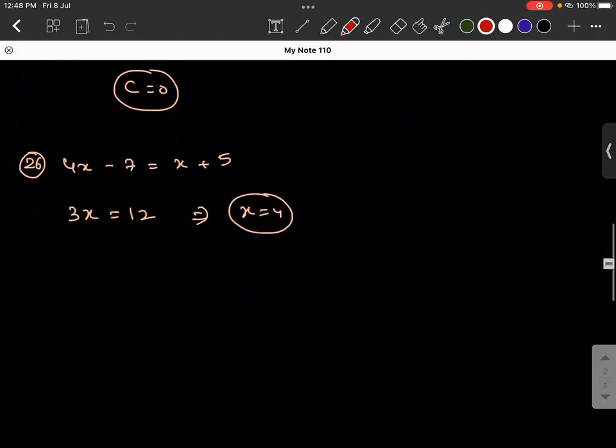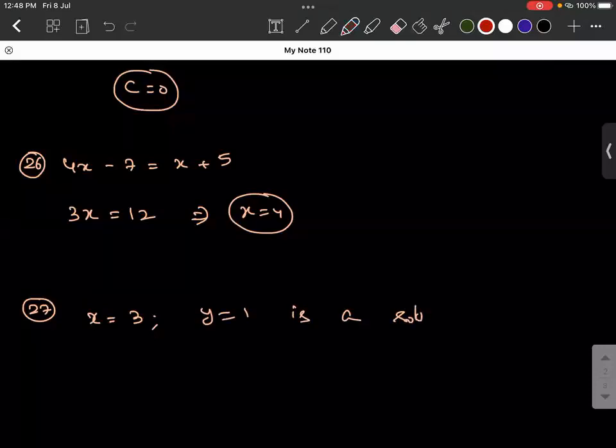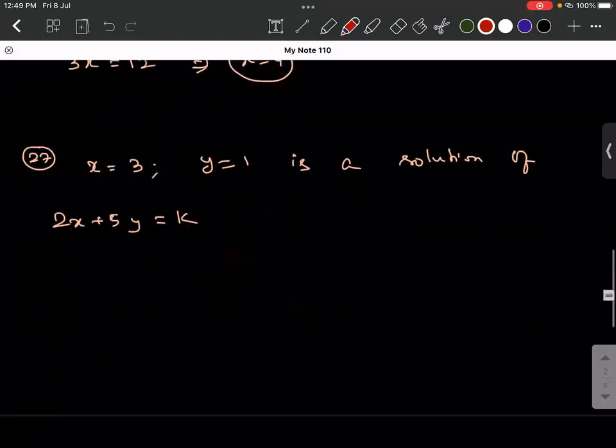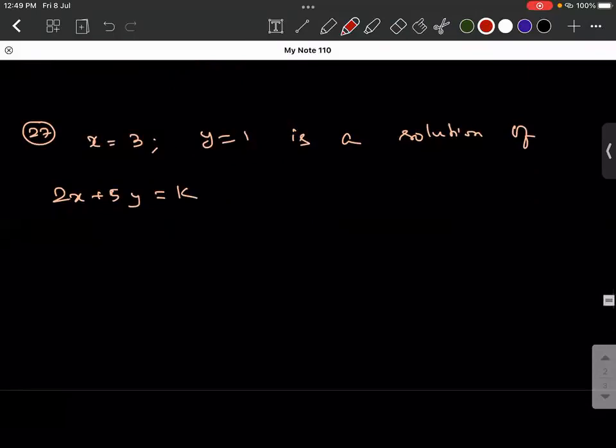So when I'm writing here, you have a look at the board there. So 27th: find the value of k if x is equal to 3 and y is equal to 1 is a solution of the equation 2x plus 5y is equal to k. Correct. But I wanted to explain this question. See, 2x plus 5y is equal to k.